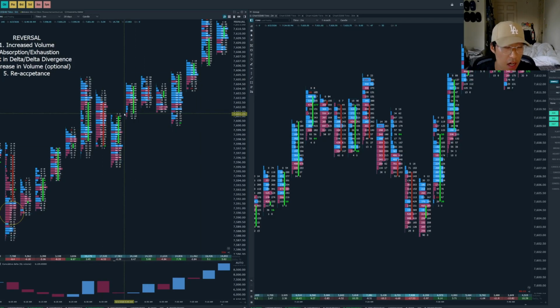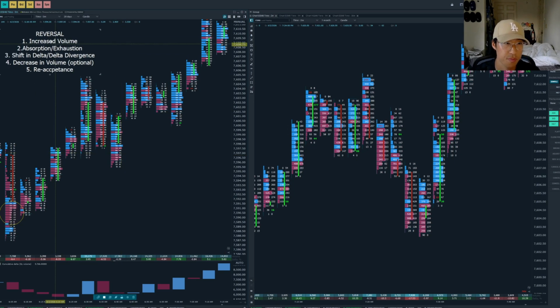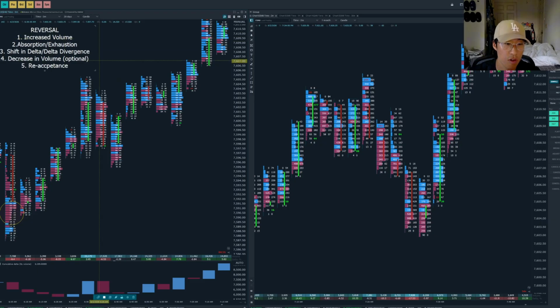Here we get a delta divergence, right? We get negative delta, but we get the green candle. So we saw that sellers were more aggressive, but we saw buyers completely absorb those sellers. So increased volume, right? 17,520 to 17,903. Then we get the absorption, and then we also get the delta divergence. We even get a decrease in volume from here to here.